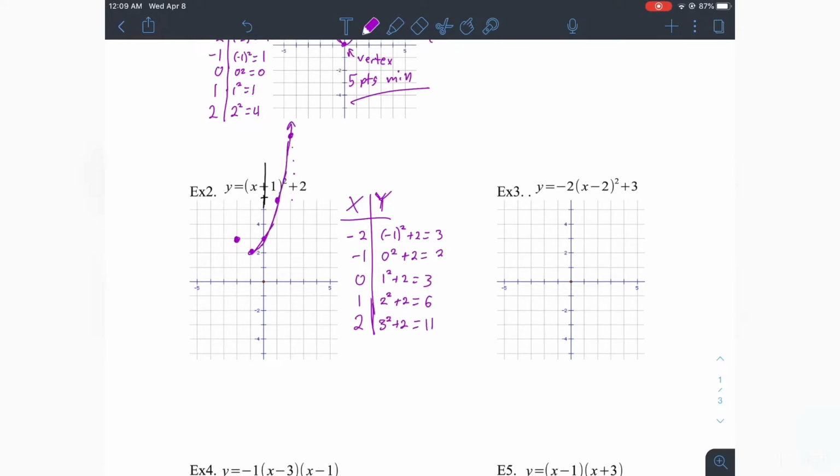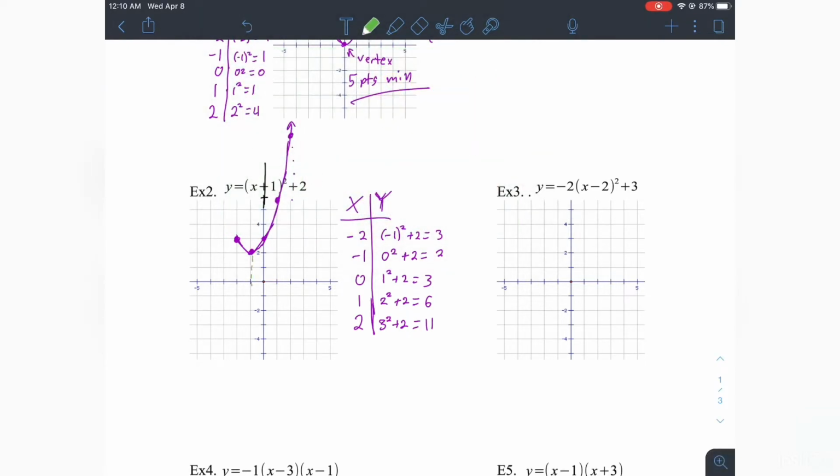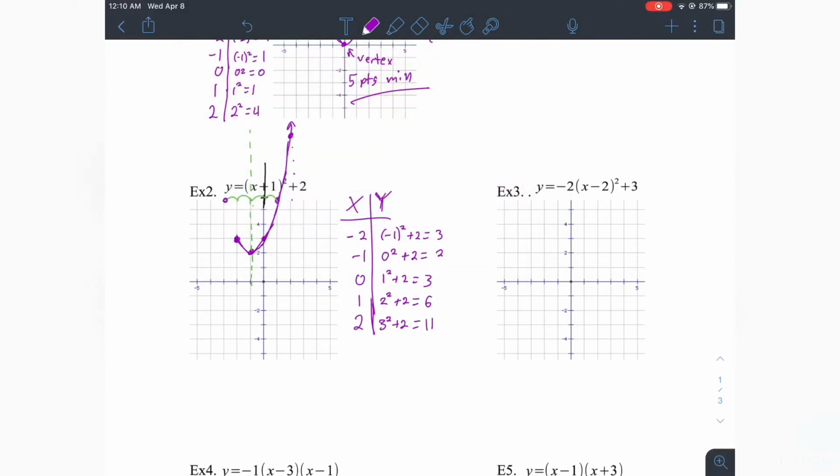Or am I? I don't have enough points on the left side. Interesting. So I wonder if I can keep from having to graph more points. If this point up here is 1, 2 away, I could go 1, 2 this way and put a point there. And now 1, 2, 3, 4, 5, now I have enough points.